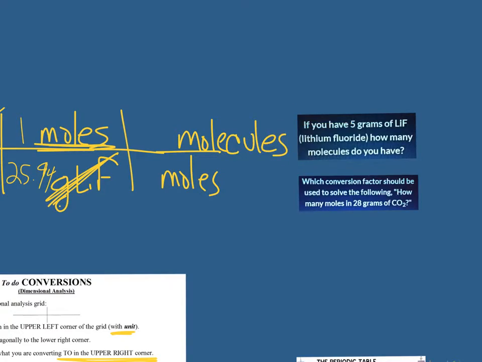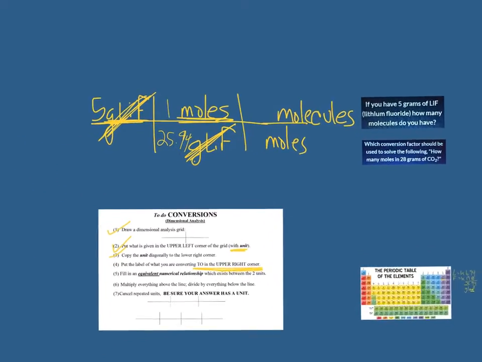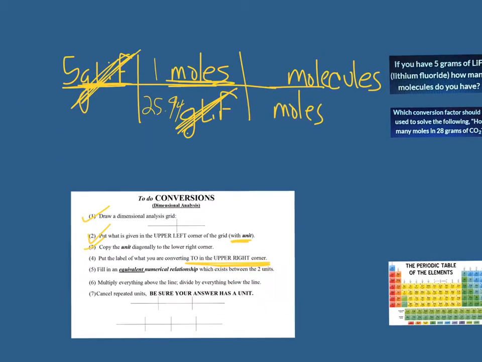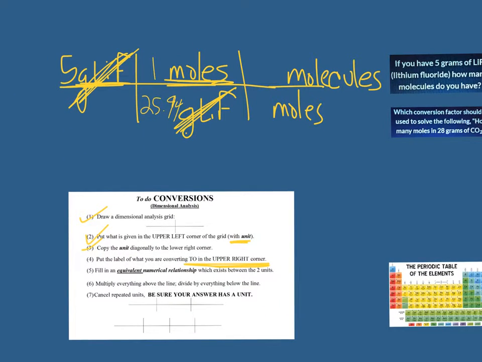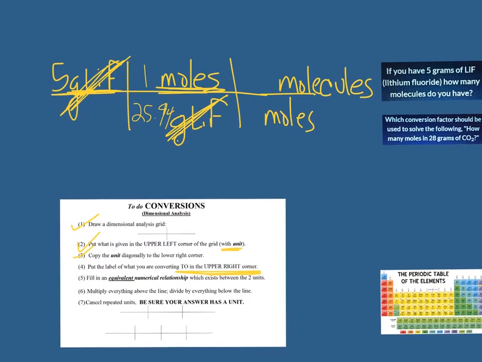Molecules. There we go. And let's see, I still need to put in a number, right? So I finally did number 4. I was able to put the label that I was converting to in the upper left-hand corner, so I can check that off. Fill in an equivalent numerical relationship. Well, we kind of did that here, where we were putting an equivalent relationship between grams and moles. We need another equivalent relationship between moles and molecules, which is what this is.